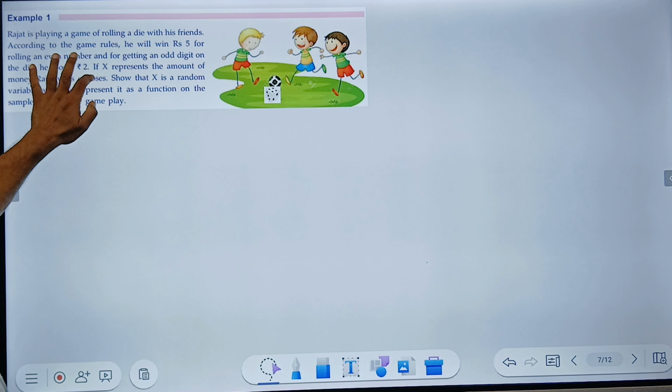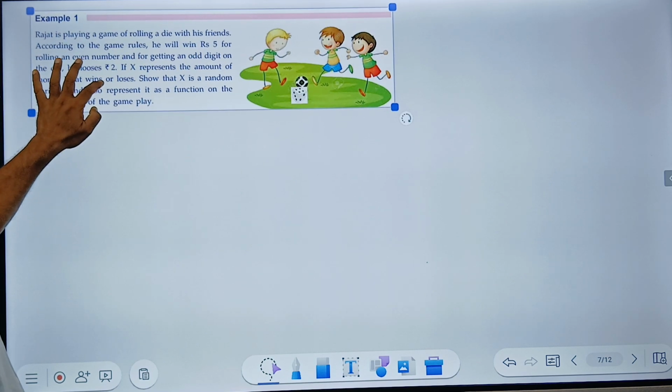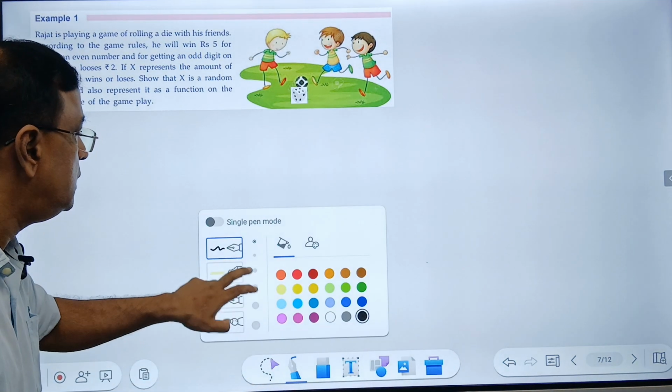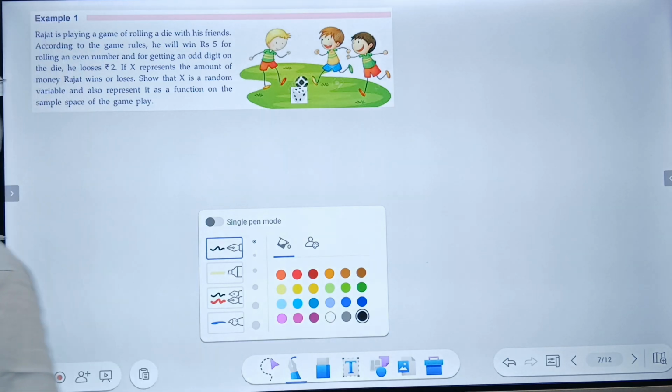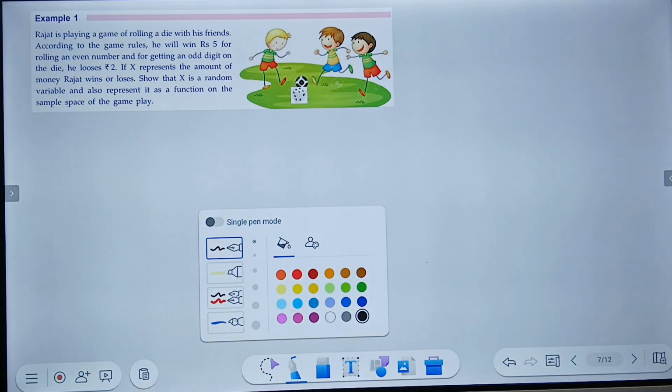Example number 1. This is an example from the NCERT book. Okay, let's see how to go about it. Now, what is the question? Rajat is playing a game of rolling a die with his friends. According to the game rule, he wins ₹5 for rolling an even number, and for getting an odd number, he loses ₹2. X represents the amount of money he wins or loses.